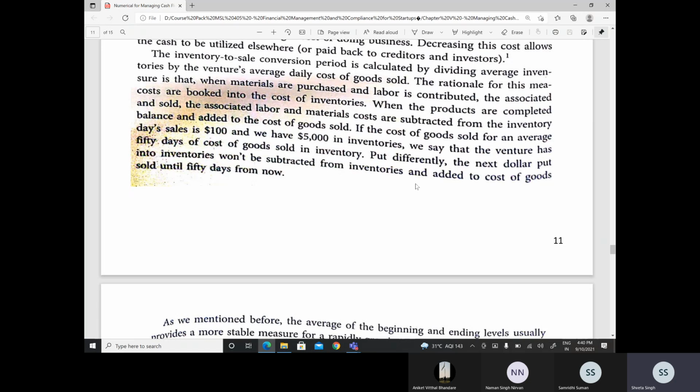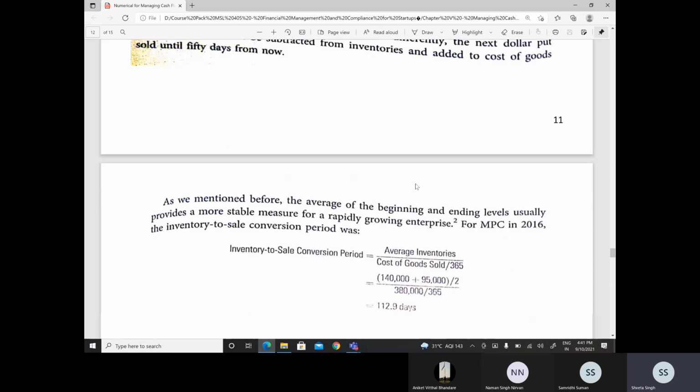If the cost of goods sold for an average day's sales is $100 and we have $5,000 in inventories, we say that the venture has 50 days of COGS sold in inventory. Put differently, the next dollar put into inventories won't be subtracted from inventories and added to COGS until 50 days from now. So if we have an inventory conversion ratio of 50, it means that we are taking 50 days to convert our inventory into a saleable product.